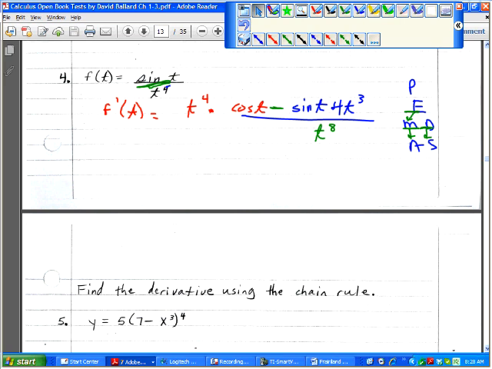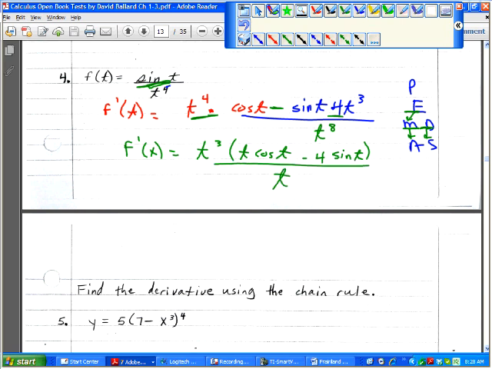We've got some factoring opportunity. Obviously, there's a t to the 4th in the first term. There's a t to the 3rd in the second term. So we can factor out a what? A t to the 3rd. So we've got f prime of x is equal to t to the 3rd times t cosine t minus 4 sine t. We factored out the t cubed, and that's over t to the 8th.